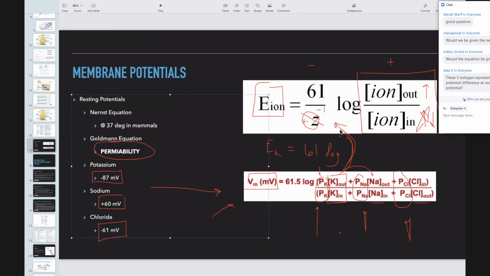So that's why our resting potential for the entire membrane is about -70. So it's going to be closer towards our potassium resting potential. So when we do get the action potential, what happens?